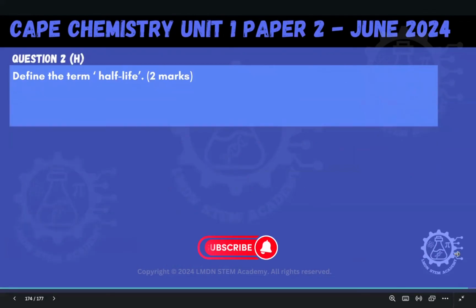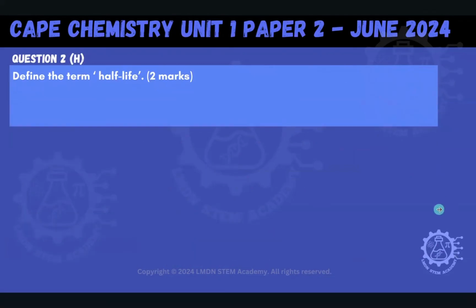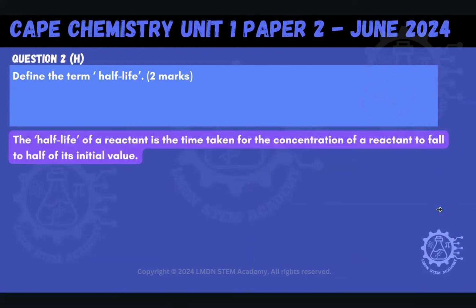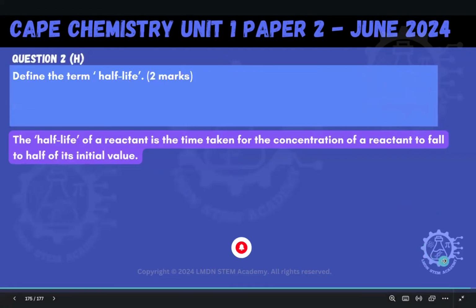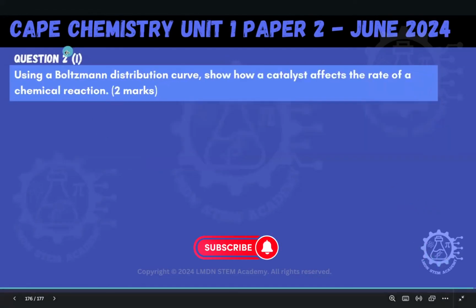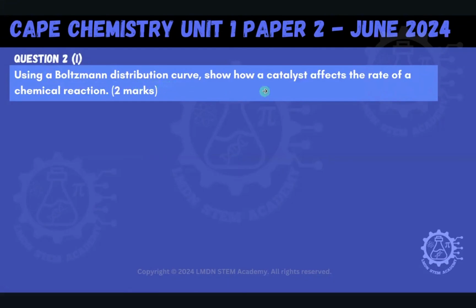So part H says define the term half-life. So the half-life of a reactant is the time taken for the concentration of a reactant to fall to half of its initial value. Okay? Part I says using a Boltzmann distribution curve, show how a catalyst affects the rate of a chemical reaction.